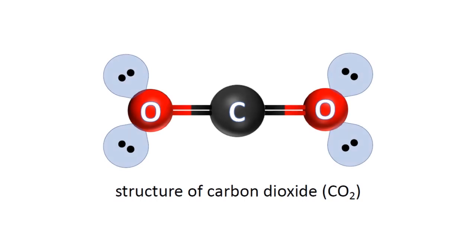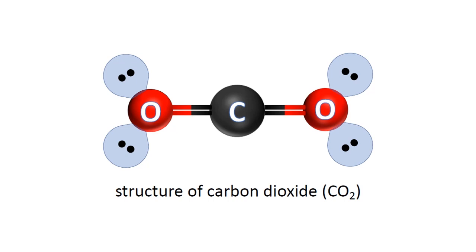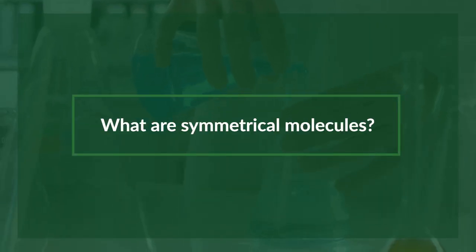Let us take a look at this structure of carbon dioxide. Based on this illustration, you will notice that the elements are arranged symmetrically. The dipole moments of the two carbon-oxygen bonds are equal and pointing towards opposite directions, so they cancel one another. Since the molecule has zero net dipole moment, carbon dioxide is a non-polar molecule. In our explanations, you have learned about symmetrical molecules. What can you say about these molecules?